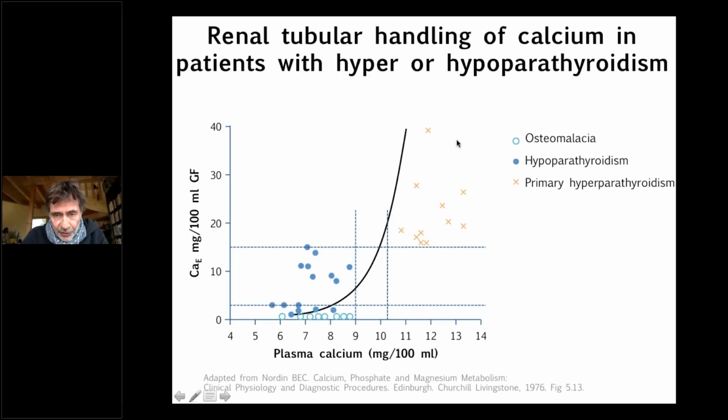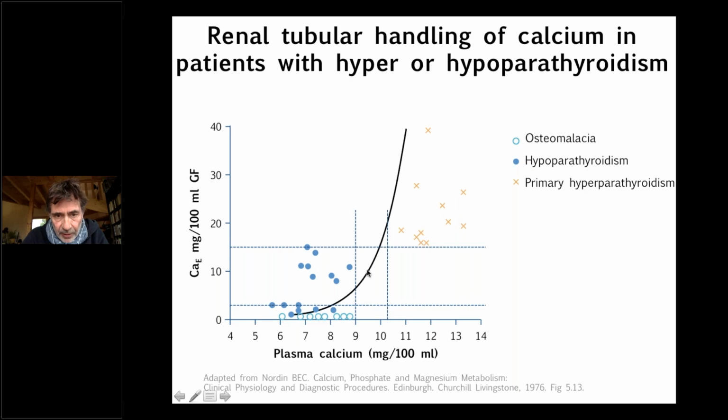What I just commented was not just theory. Years ago, Christopher Nordin studied the ability of the renal tubule to reabsorb calcium under various conditions. One condition is primary hyperparathyroidism, one condition is hypoparathyroidism, and one condition is osteomalacia due to vitamin D deficiency.